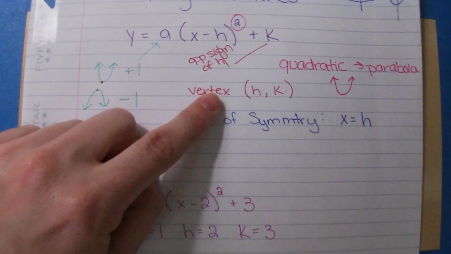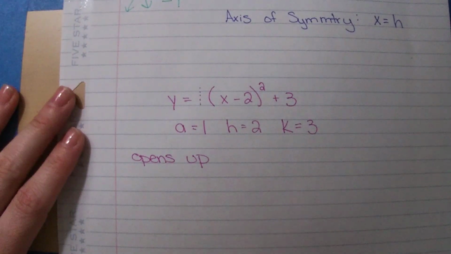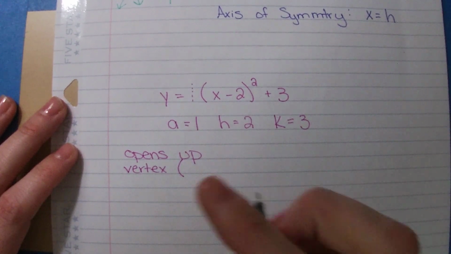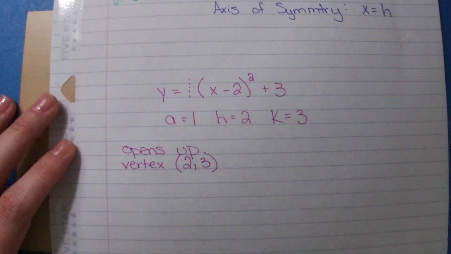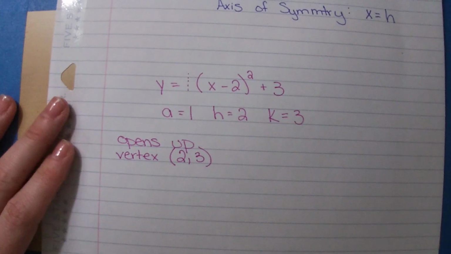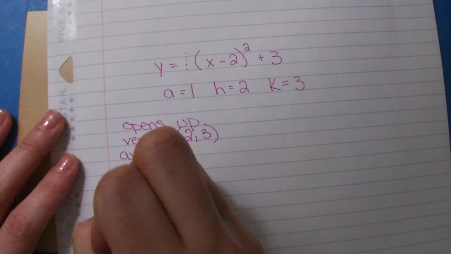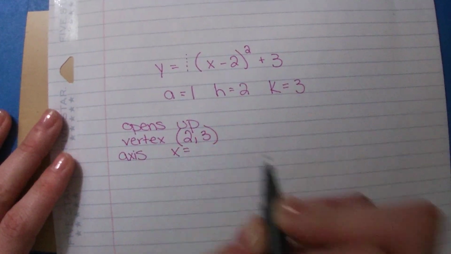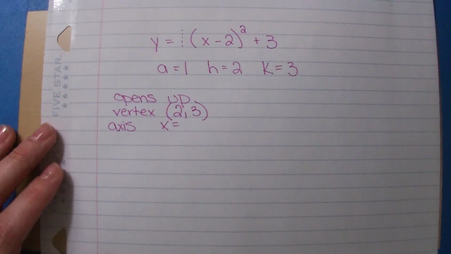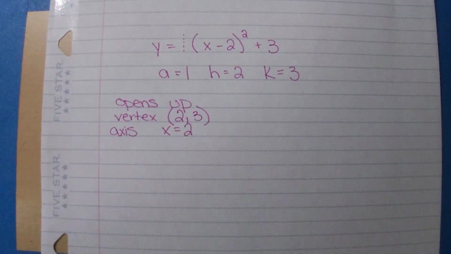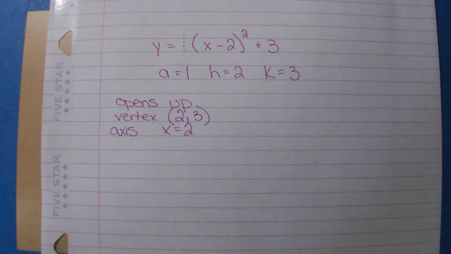We then know that our vertex should be h comma k. So our vertex for this parabola is going to be 2 comma 3. Our axis of symmetry is going to equal x equals h. So for our axis, we have to have that x equals there because it's a line. So we need that equal sign. It's an equation. x equals h, and h is 2. So we know that this is a parabola that opens up, that has a vertex of 2 comma 3, and that will be chopped in half at the line x equals 2.